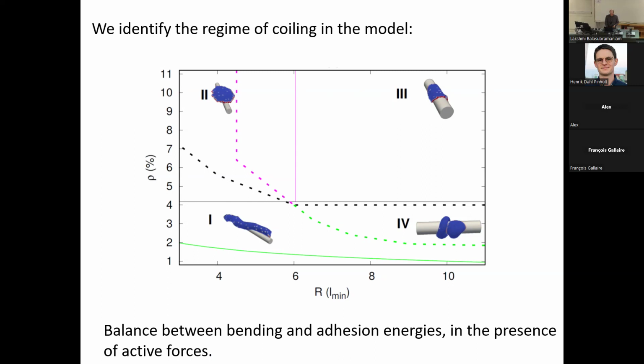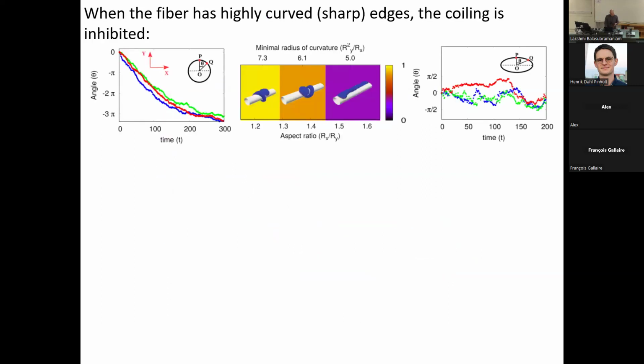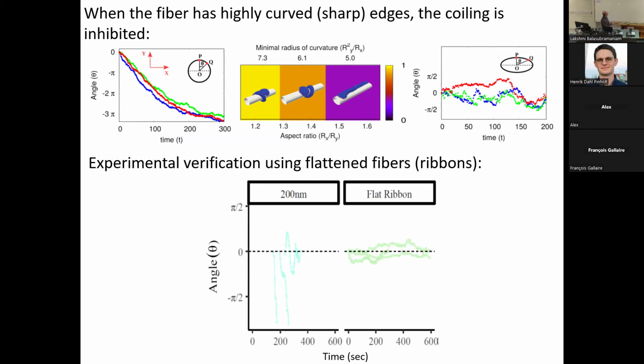And we could actually make a prediction that this coiling will cease if you make the cross-section shape of this fiber such that it has sharp edges, by making it more and more oval, until at some point the bending energy cost of coiling is too much and the object will only elongate along this axis. And they found a similar behavior by taking their 200 nanometer fibers and basically pressing them down into a flat ribbon, which I agree is quite extreme, but at least it goes in the same direction.